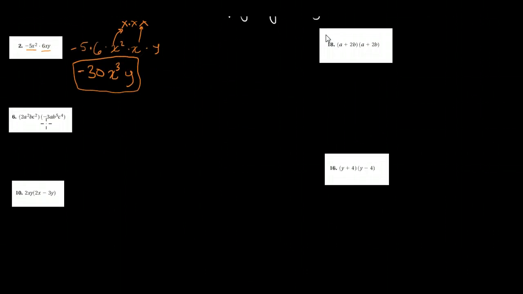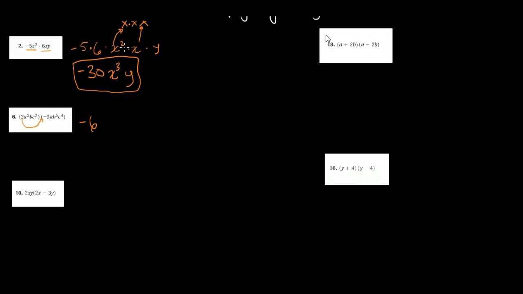Let's take a look at the next one. This is 2a squared b times c squared times negative 3a b to the fifth c to the fourth power. Well, first we'll do, like I said, the integer parts together. So 2 times negative 3 gives me a negative 6.